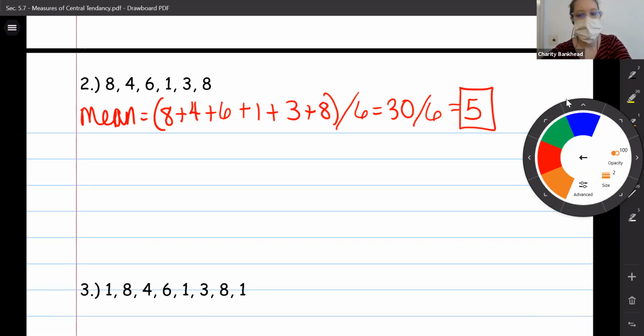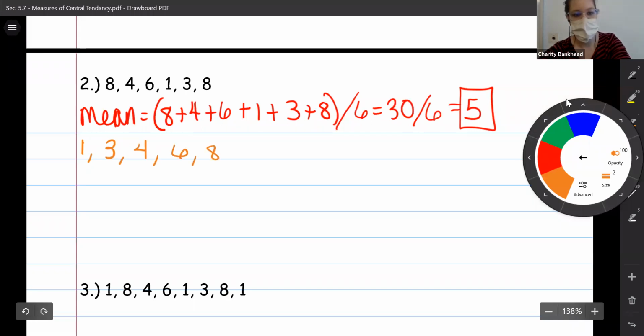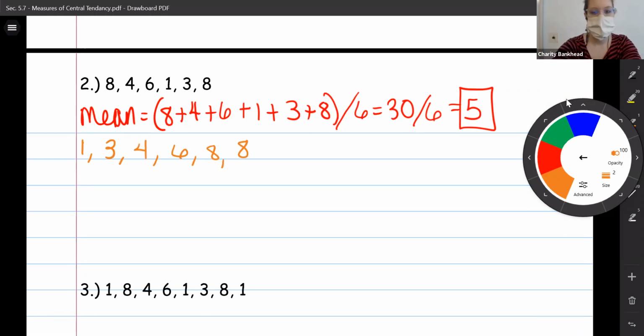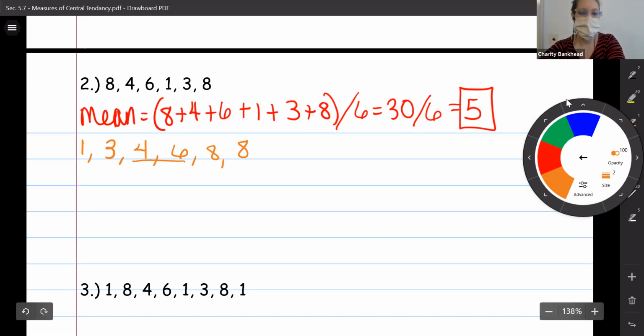And then in order to find the median, we need to put them in order from smallest to largest. So 1, 3, 4, 6, 8, 8. Since there's 6 numbers in the list and 6 is an even number, there isn't one single middle number. So we have to find the 2 numbers that are in the middle, and we're going to average those. In this case, that would be 4 and 6.